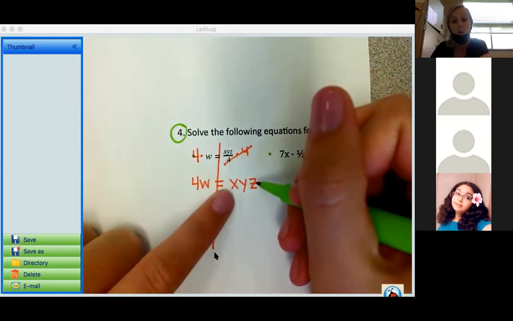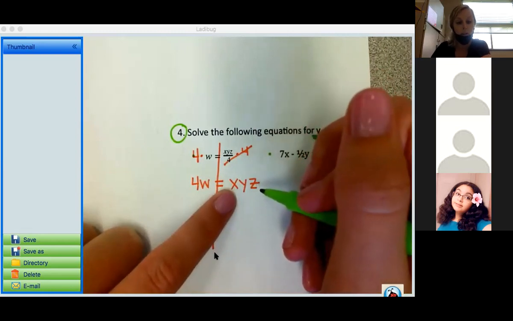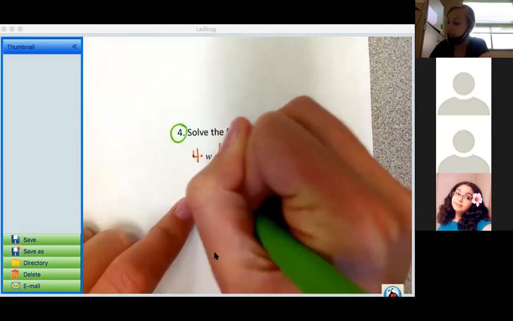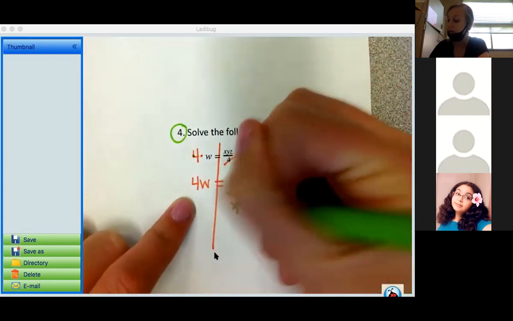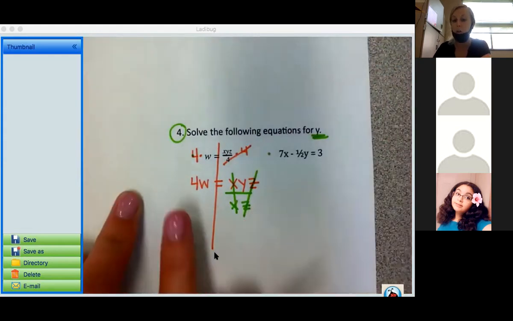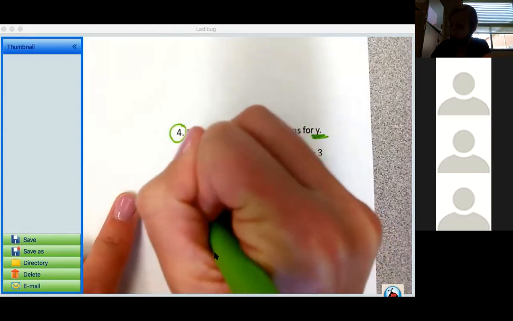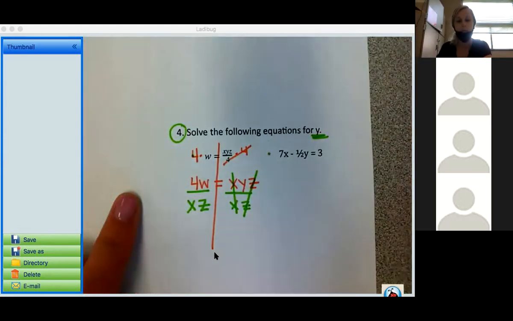So what are they doing to the Y? Multiplying. What's the opposite of multiplying? Dividing. You can divide them both. The X's will cancel and the Z's will cancel at the same time because they're both letters. So what I do to one side, I also got to do to the other, so I'm going to divide XZ.